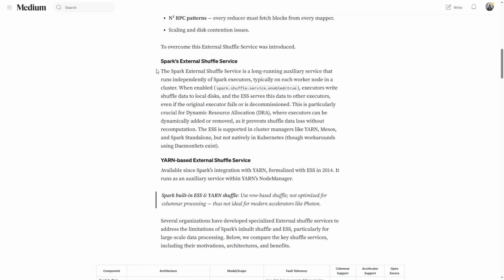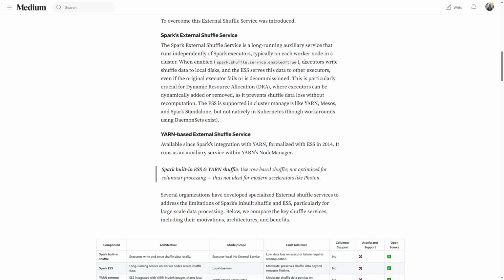and this is only available for YARN mode, not for Kubernetes mode. For Kubernetes mode, you need a different approach. You have to define a DaemonSet, and that should run on each of the nodes where the executors might come up. So when enabled, the executors will write shuffle data to the local disk, and the ESS, which is the external shuffle service, serves this data to other executors.